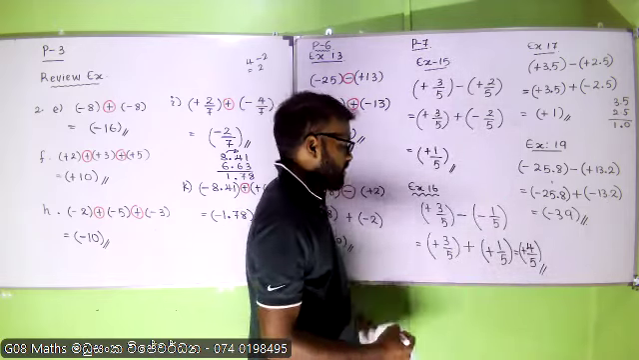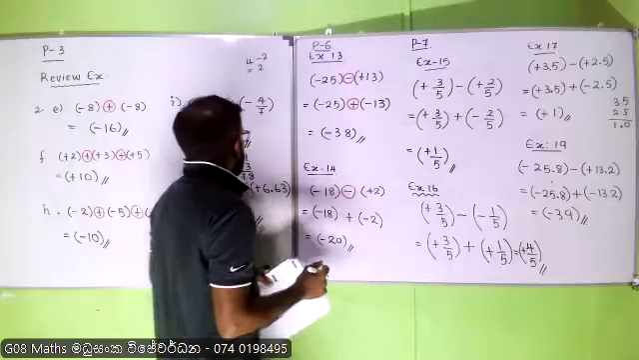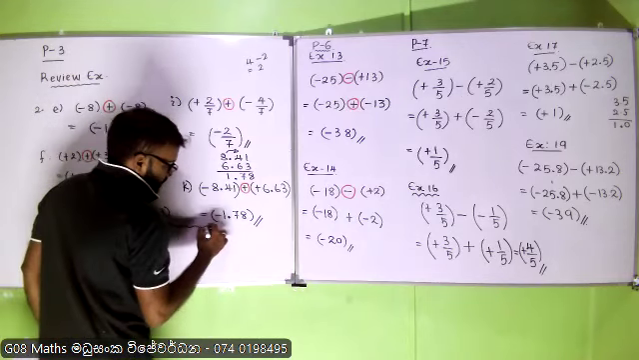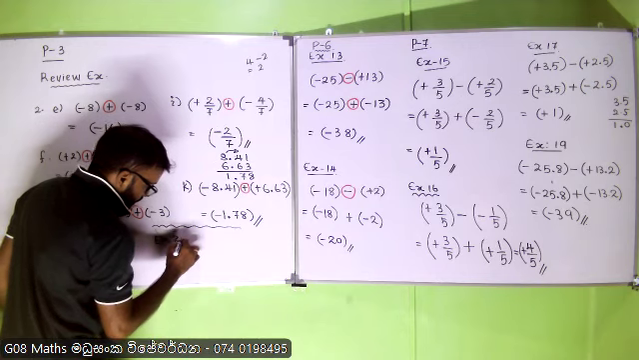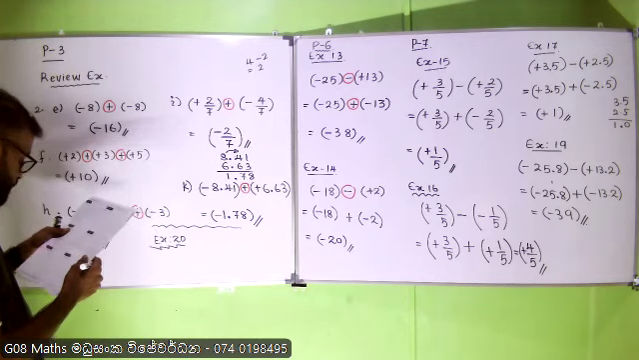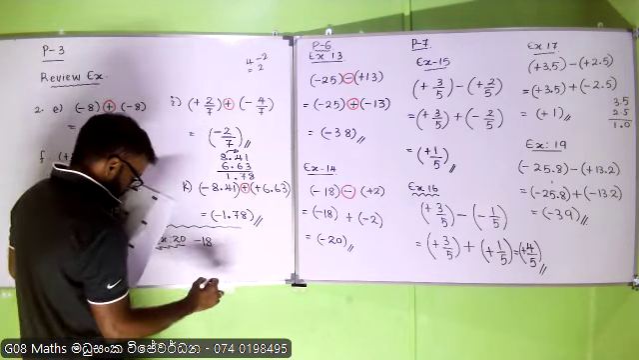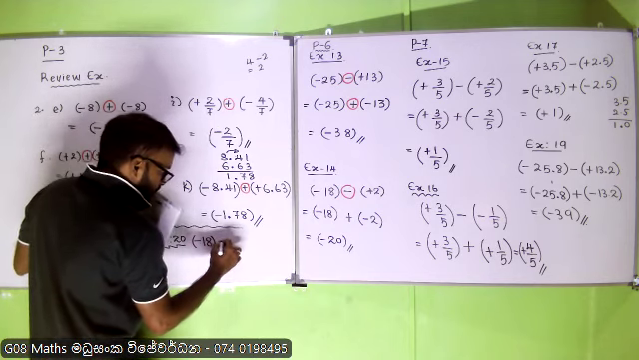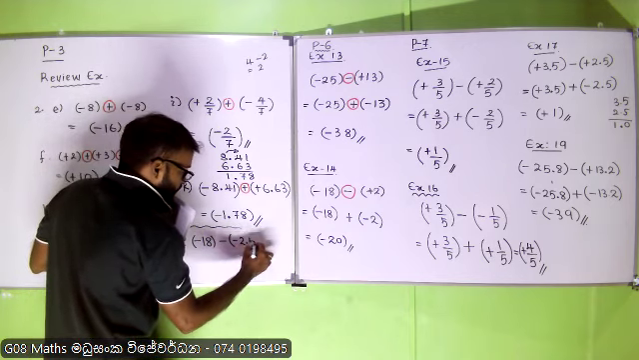Right. So then example number 20. Yes, I will do it here. Example number 20. Negative 18, brackets, subtract negative 2.5.